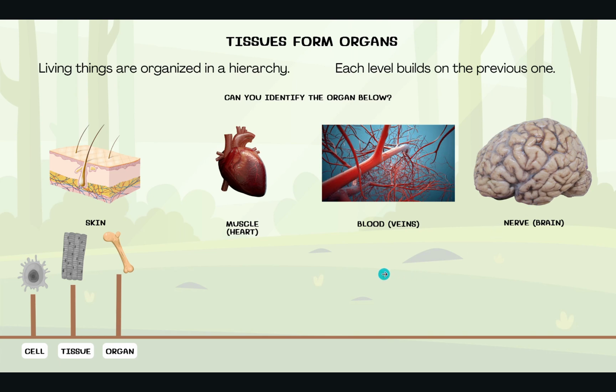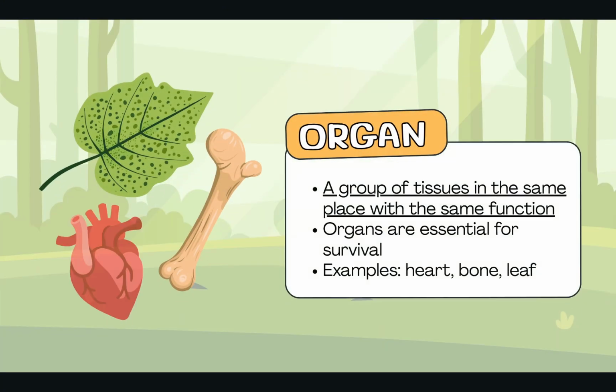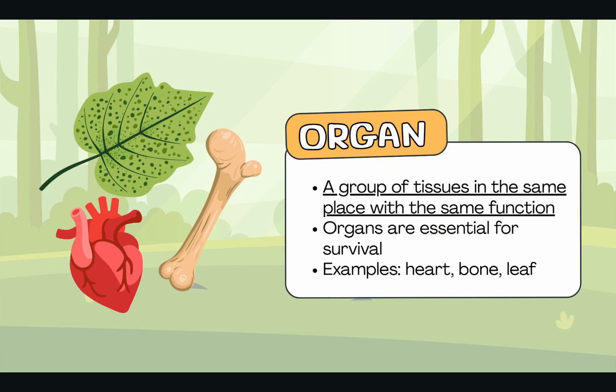So what do we need to know about organs? A group of tissues in the same place with the same function. So that sounds a lot like our definition for tissues, which was just a group of cells in the same place with the same function. So maybe you're starting to see this pattern here, right?